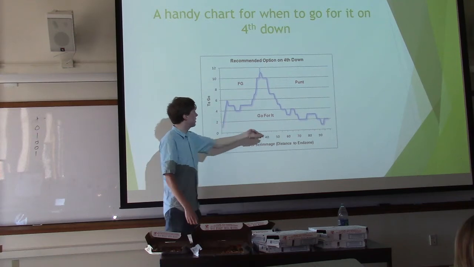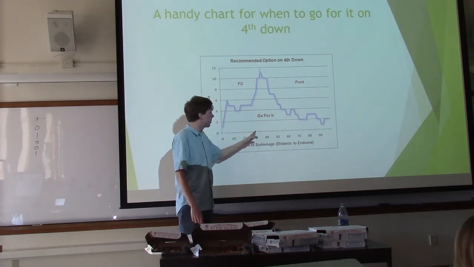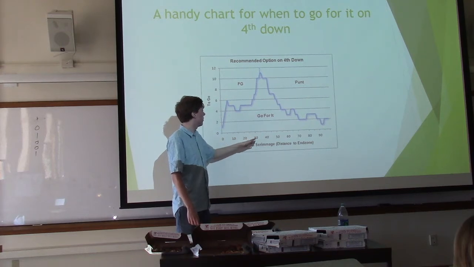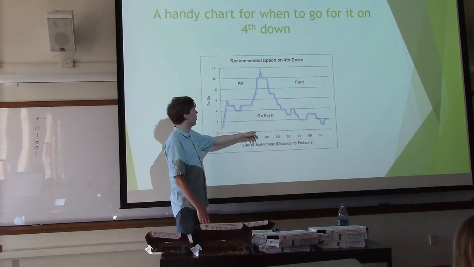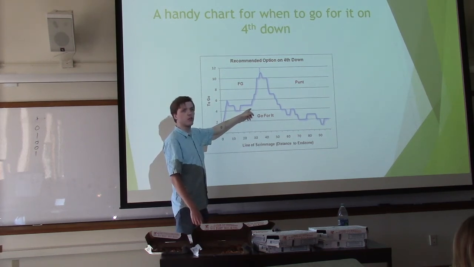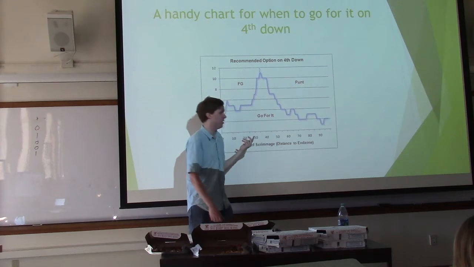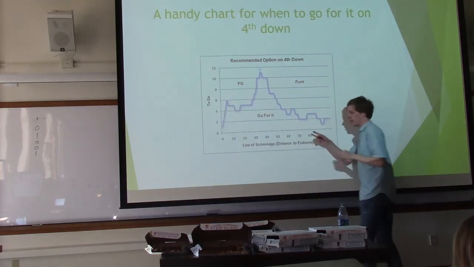But basically, let's say you're at your own 30-yard line, okay? Then, wait, no, sorry, this is the opponent's 30-yard line. So let's say you're at your opponent's 30-yard line, and you've got 4th and 4. You should go for it. Do we see teams going for it on 4th and 4 from the 30-yard line? No.